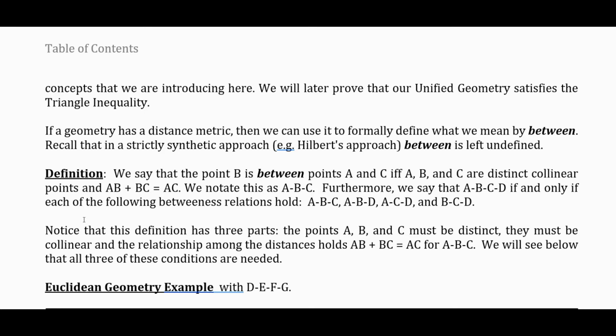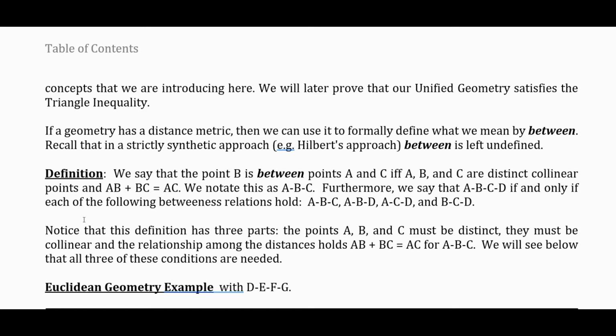So our definition, now that we have a distance metric for our geometry: we say that point B is between points A and C if and only if A, B, and C are distinct collinear points, and the distance from A to B plus the distance from B to C is equal to the distance from A to C. We notate this as A-B-C. So when we read that, B is between A and C.